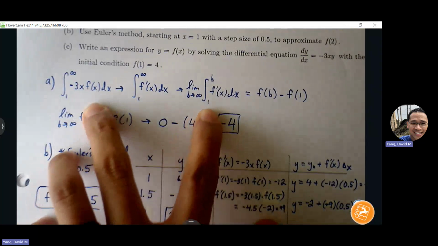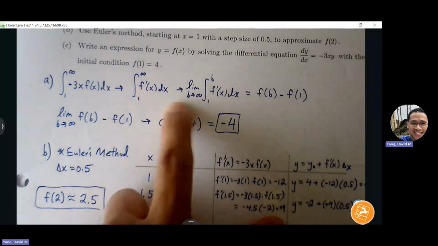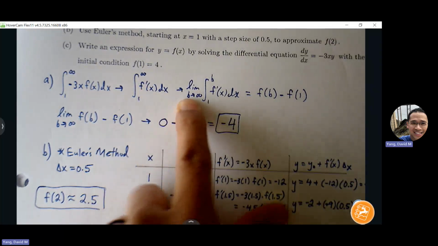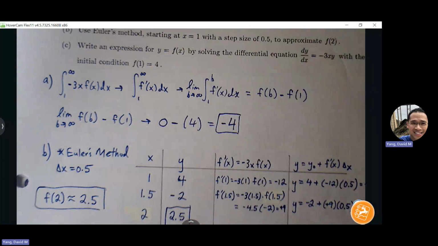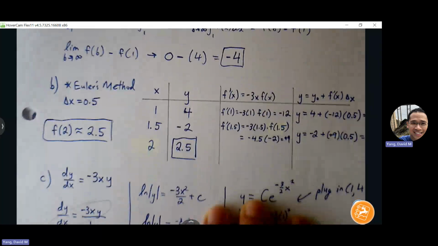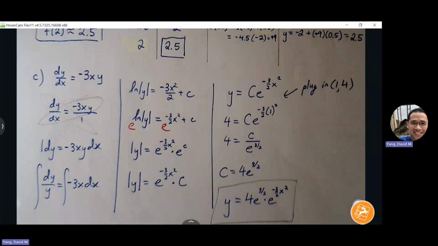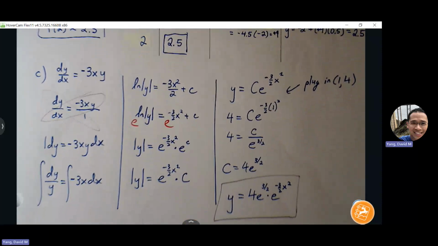Number 10, there's a little bit of improper integral here where we have to evaluate a bound involving infinities, but we can just pull that infinity out as b approaches infinity, and then see if a value will get to a real number or whether it will go to infinity. Euler's method for part B and part C, solving the differential equation, separating the variables, y on the left, x on the right, and then solving for y and solving for c.